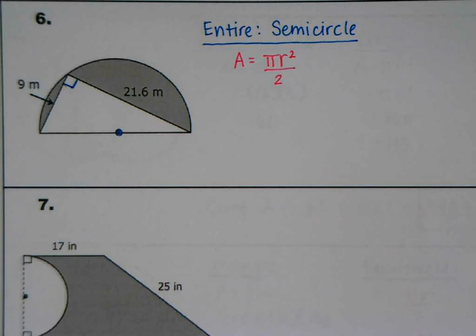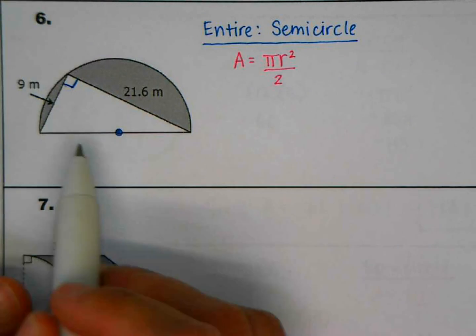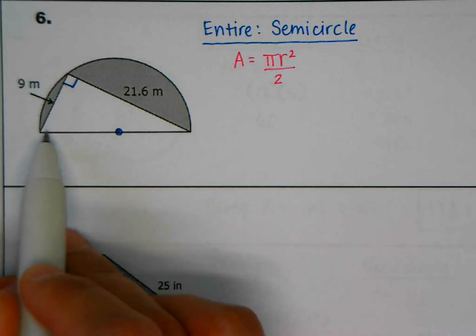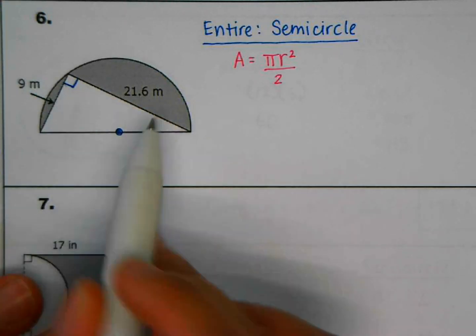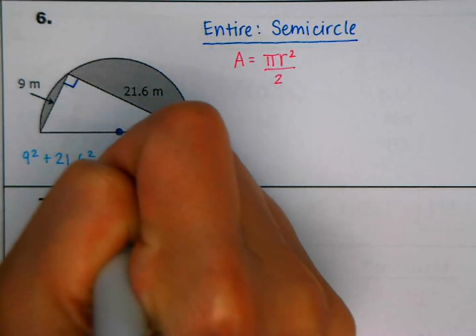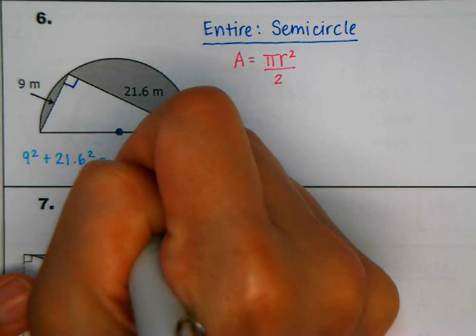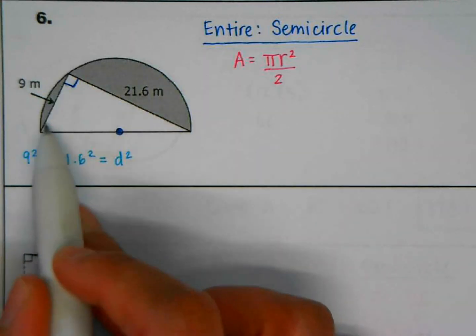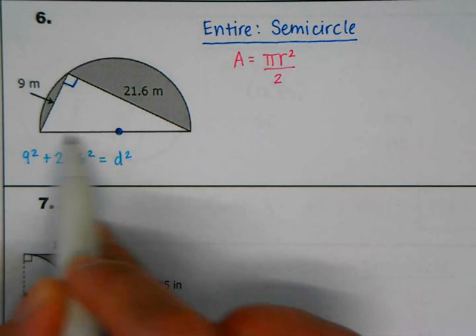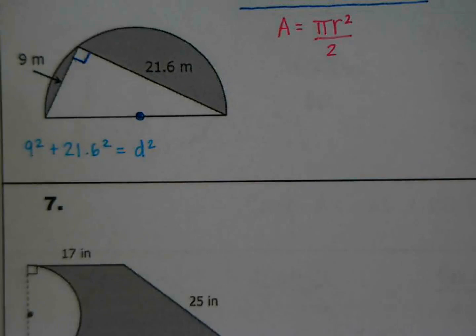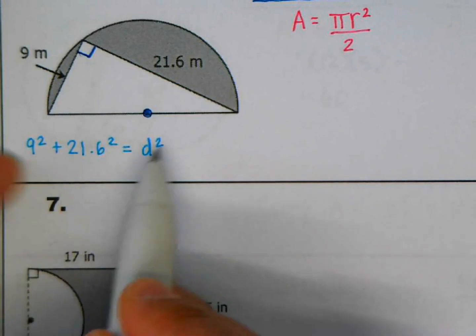So then, in order to find the radius, either here or here, we're going to have to find the hypotenuse of this right triangle. Leg squared plus leg squared is equal to, let's call it D for diameter squared, because it will be the diameter of the entire semicircle, this whole thing. Okay, so if you do that, leg squared plus leg squared equals hypotenuse squared, you will get 23.4.